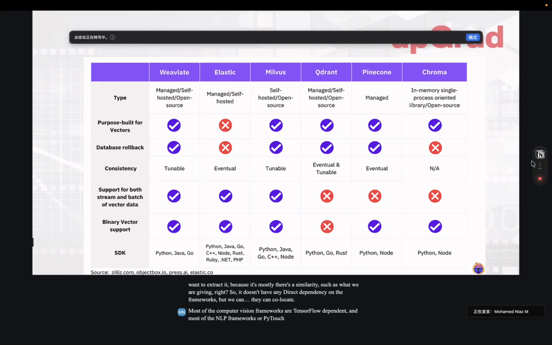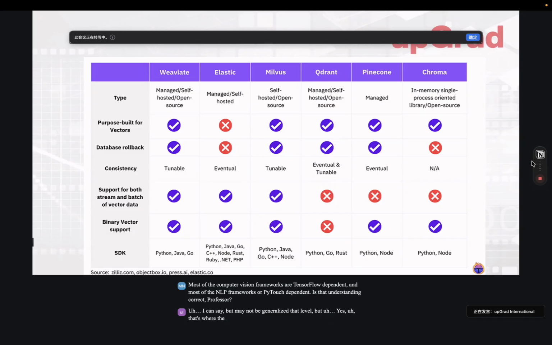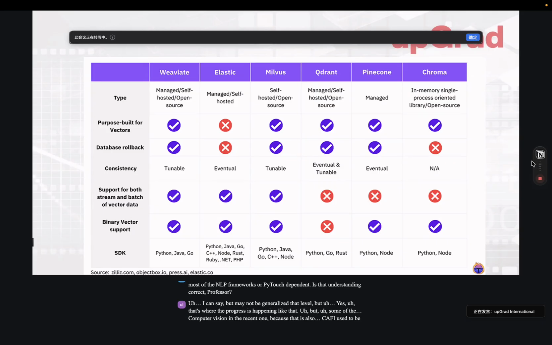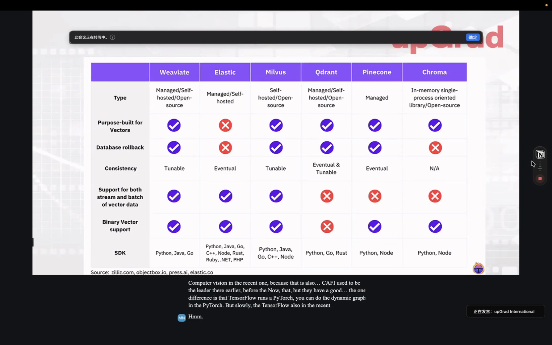Is that understanding correct, Professor? I can say so, but it may not be generalized at that level. But yes, that's where the progress is happening. In computer vision, Caffe used to be the leader earlier, but they have a good one. The one difference is that between TensorFlow and PyTorch, you can do the dynamic graph in PyTorch, but slowly TensorFlow in the recent versions is also able to do that.